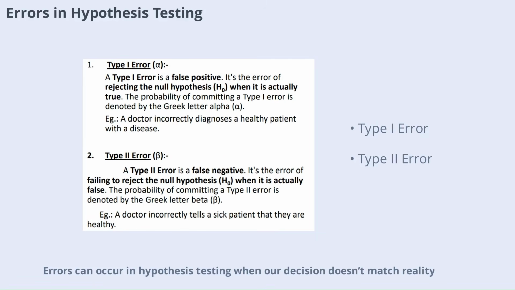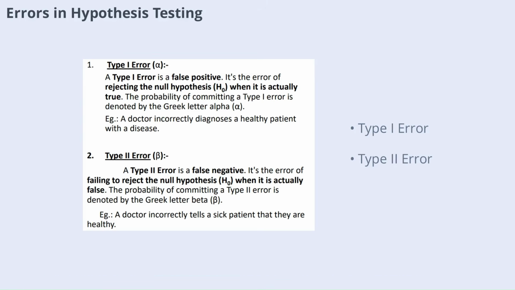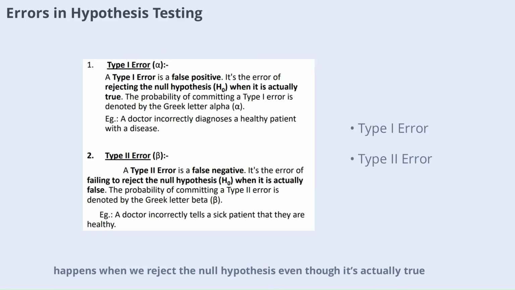Alternatively, we may fail to reject the null hypothesis, meaning the data doesn't provide a strong enough case against it. Importantly, failing to reject doesn't prove the null is true, it just means we don't have enough evidence to say otherwise. Errors can occur in hypothesis testing when our decision doesn't match reality. There are 2 main types, type I and type II errors. A type I error, also known as a false positive, happens when we reject the null hypothesis even though it's actually true. The probability of this error is called alpha. On the other hand, a type II error or false negative occurs when we fail to reject the null hypothesis even though it's false. The probability of this error is beta. Understanding these errors is crucial for interpreting test results.